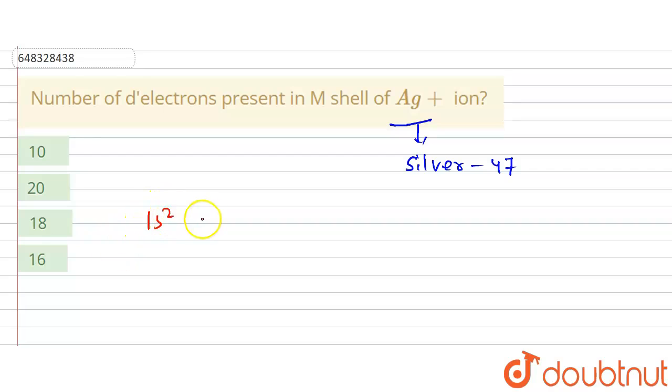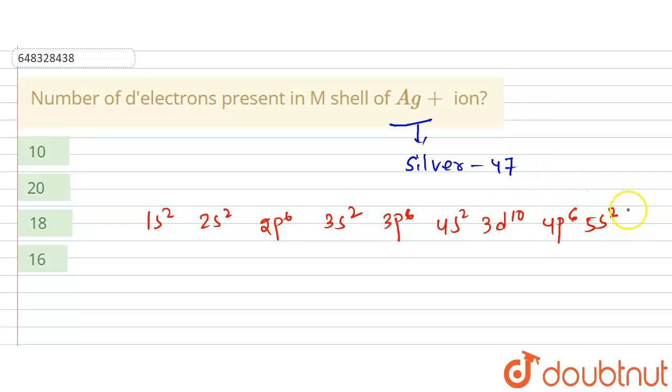That becomes 1s2, 2s2, 2p6, 3s2, 3p6, 4s2, 3d10, then 4p6, then 5s2, 4d9. But 4d being a lower energy level, the configuration becomes 4d10 and 5s1.